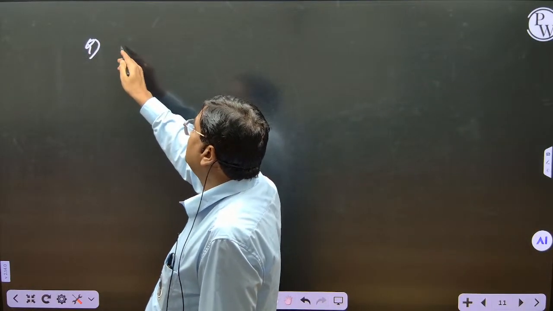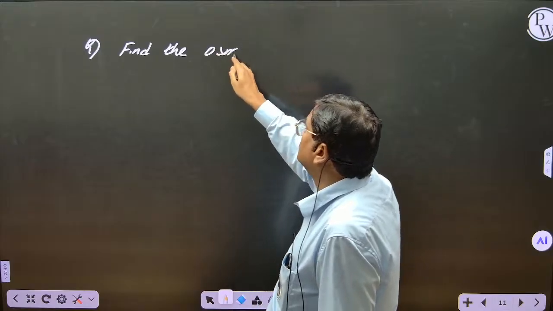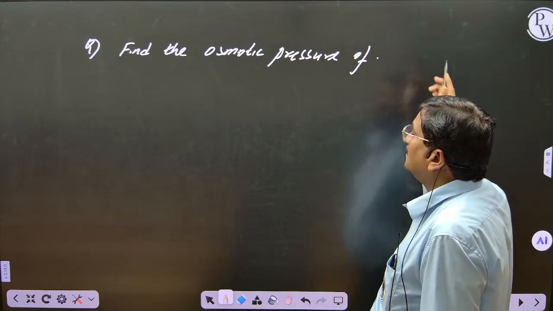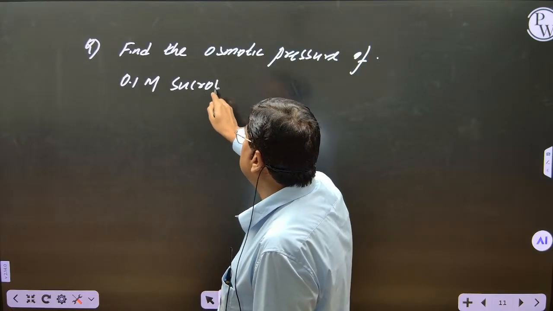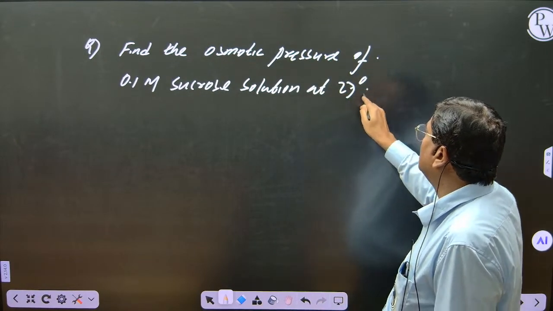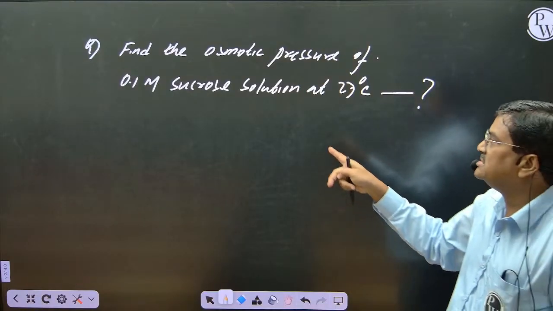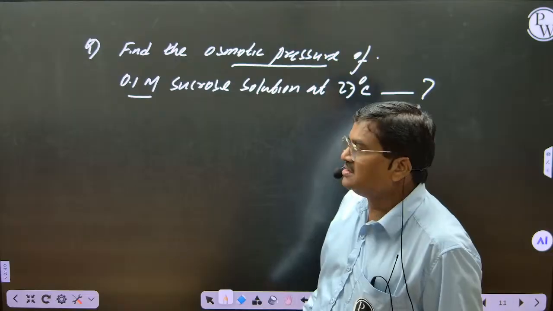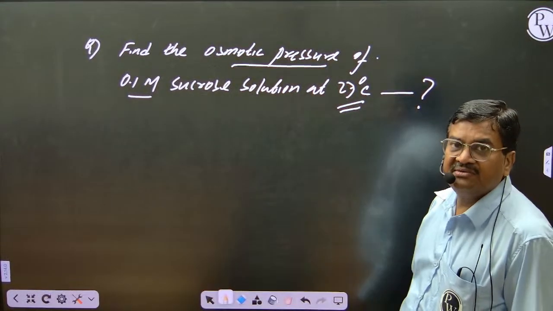Now write one question on osmotic pressure. Numerical you write on osmotic pressure: find the osmotic pressure of 0.1 molar sucrose solution at 27 degrees Celsius. Now see, question understood, what we have to find. Osmotic pressure he wants to find, and concentration given to you is 0.1 molar at temperature given 27 degrees Celsius. So concentration we know, we have to find pi.